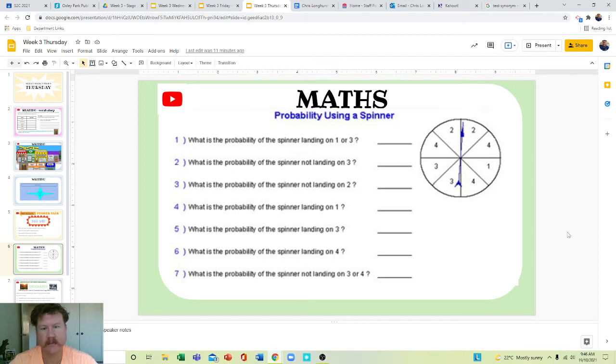Maths, probability. 'Tis a bit blurry, but we can still read it.